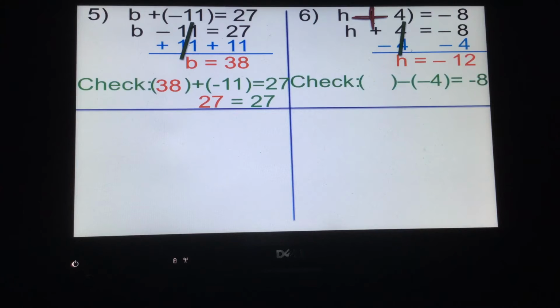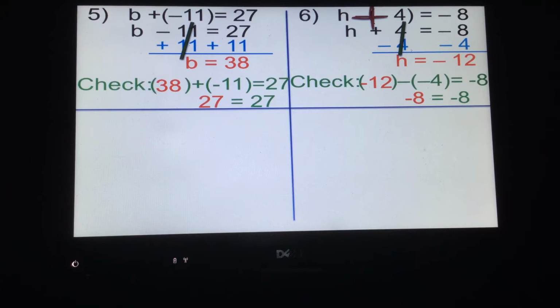So what I'm going to do is put negative 12 minus parentheses negative 4 equals negative 8. I'm going to go ahead and put that negative 8 in there. So negative 12 minus parentheses negative 4 turns into negative 8. So negative 8 equals negative 8. Therefore, negative 12 is the answer.